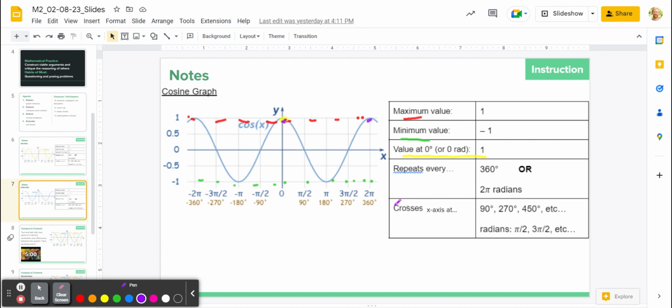And we're also going to cross every 180 degrees here on the cosine graph, but it's shifted a little bit from our sine graph, right? Our first crossing is at 90 degrees, and then we cross again at 270. If I go backwards, I cross at -90 degrees and then cross again at -270.